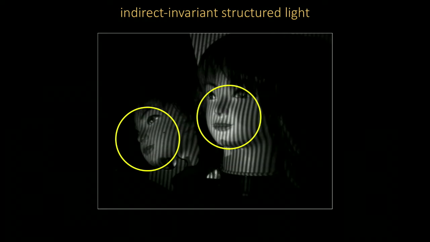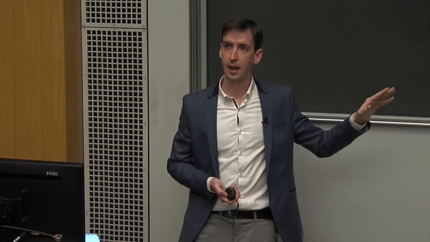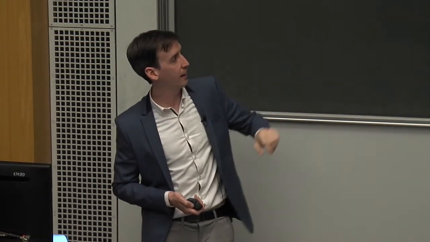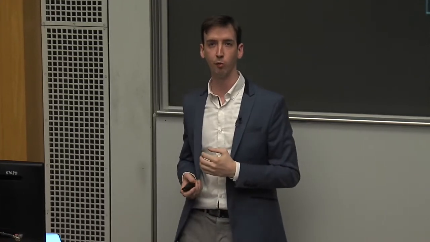It's the same sequence of patterns that we used in the previous sequence, except that we're only effectively structuring the direct component. And this is done by basically making use of a different sequence of illumination and mask patterns to capture these types of images. And what you'll notice is in these highlighted regions, you don't get the same interference pattern as before.